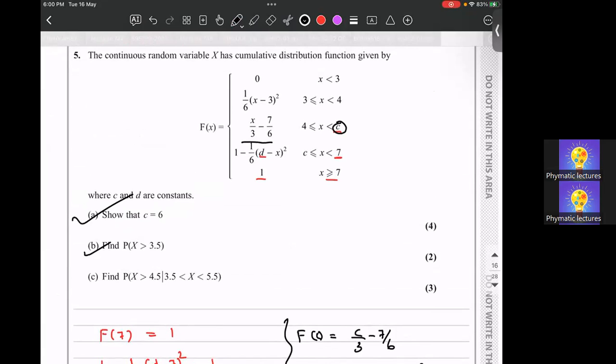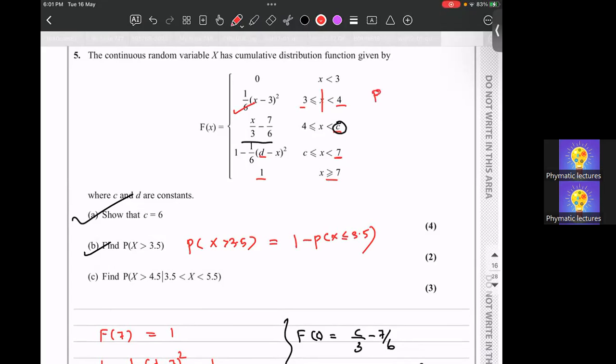Find the probability of X greater than 3.5. Where does this 3.5 lie? 3.5 lies between 3 and 4. So the probability of X greater than 3.5 is 1 minus the probability of X less than or equal to 3.5. X less than or equal to 3.5 means we have to place it in this equation.